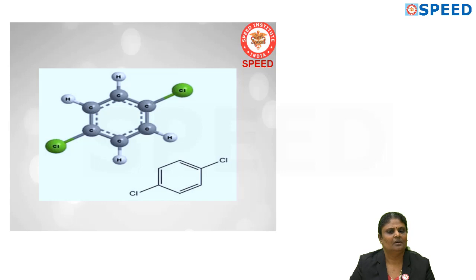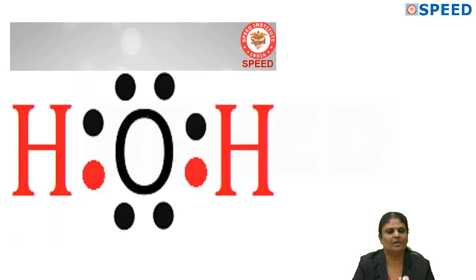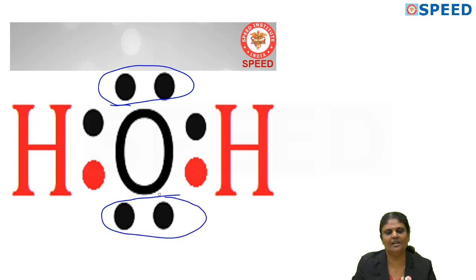And this one, 1,4, that is the para position, where chlorines are added, so 1,4-dichlorobenzene. So all 4 have 0 dipole moment. Another example is water, given in your choice. Water has 2 lone pairs on the central atom oxygen, so definitely it has a dipole moment value. Mu is not equal to 0.